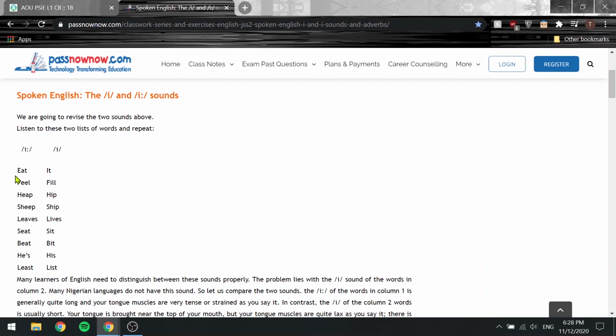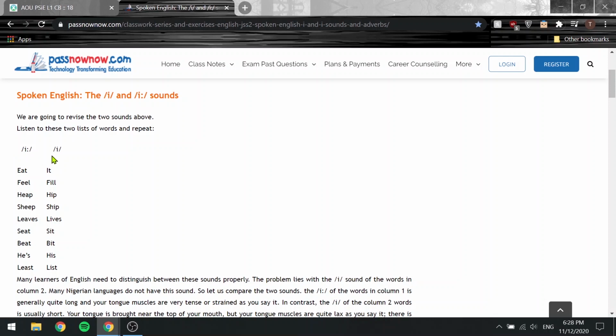You see the difference between these two words? So you have the word eat and it. So if you see this symbol right here, this resembles the vowel sound E. Okay, so this long E. So things like eat, feel, heap, sheep, leaves. Okay, all of these have this particular vowel sound.